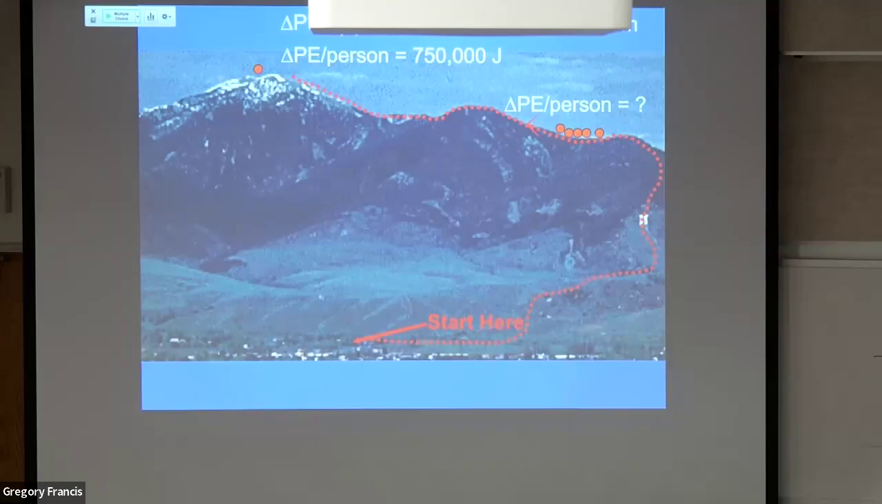But not Oliver. No. Oliver sees another way to get back to campus, right down the face of that mountain. What's going to be the change in gravitational potential energy for Oliver? Yeah, also negative 750,000 joules per person. So what we see here is that because this is the easy path, I get more of the people going that way.